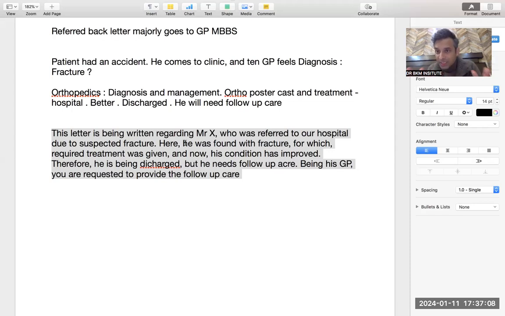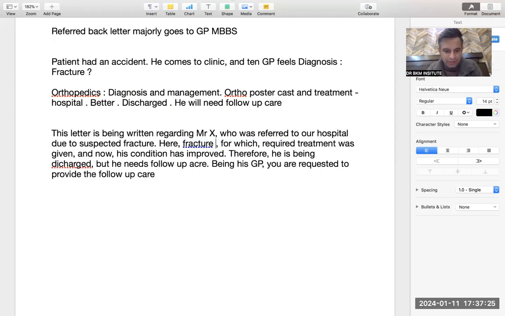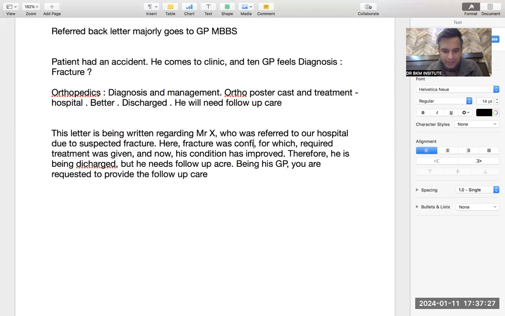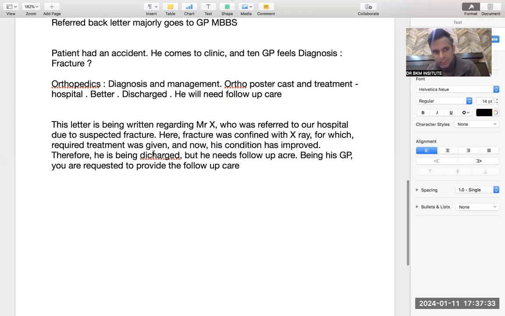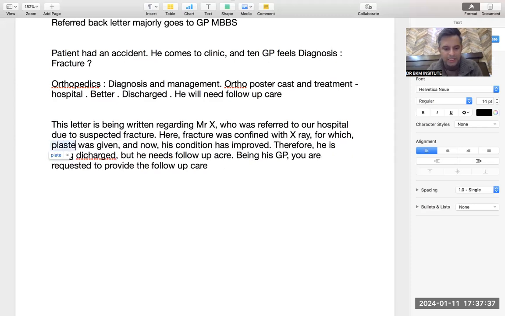It would be given in the data, but when you write the letter, it should be complete. So now the purpose is complete, that he was having a suspected fracture. After that, here he was found with a fracture, or you can say here the fracture was confirmed with an X-ray, for which required treatment was given. If the word plaster cast is given, you will say for which a plaster cast was applied.